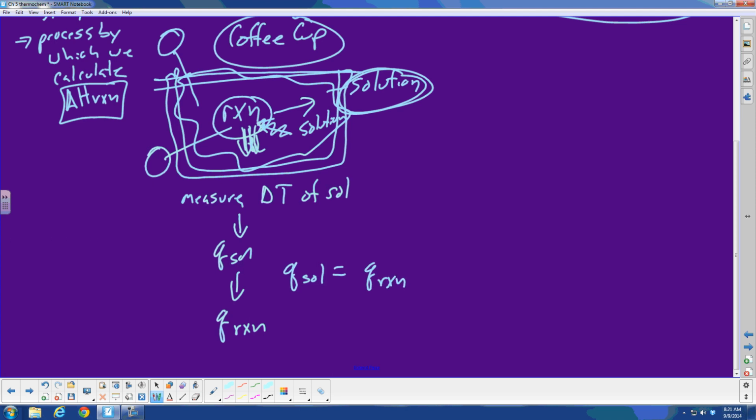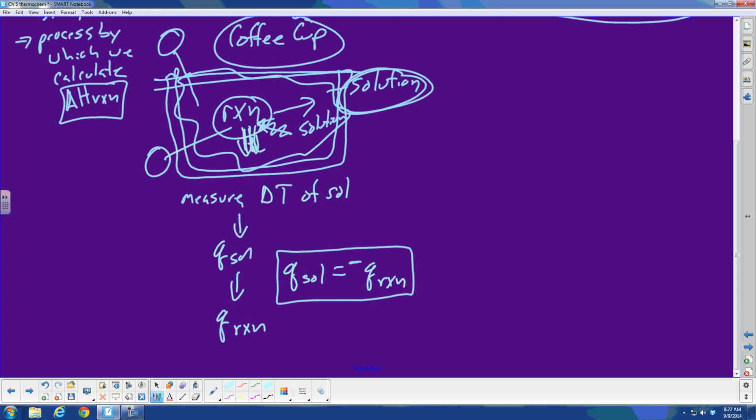And what is that? Well, if the reaction is creating heat, giving off heat, losing heat, that means the solution must be gaining heat, and that means the direction of the heat flow is different. So the one key equation is this one. Q solution is equal to negative Q reaction. Same magnitude of heat, different directions.